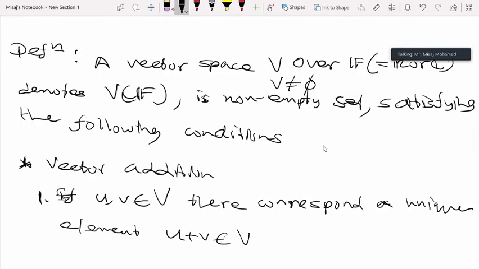Let us put let instead of if. Let U and V are in V, they correspond to a unique element U plus V in V. Right? This is just not an addition, this is a vector addition. Sorry, vector addition.